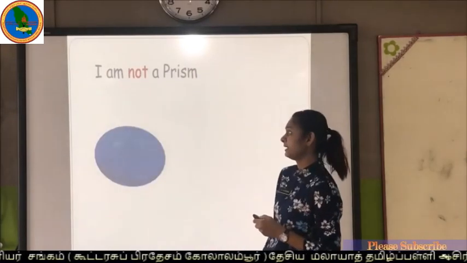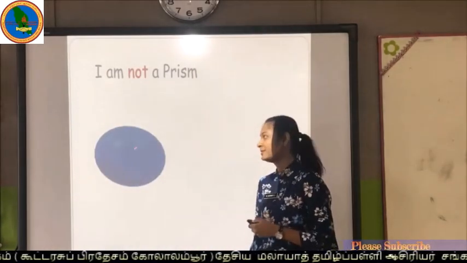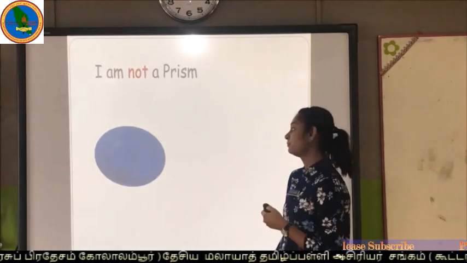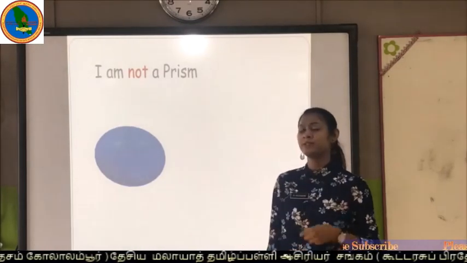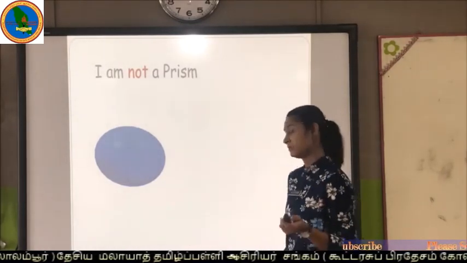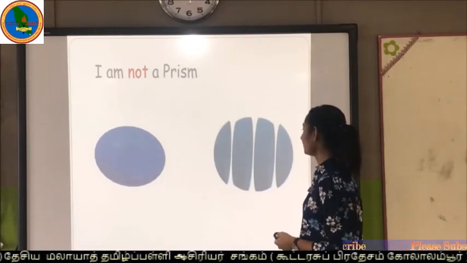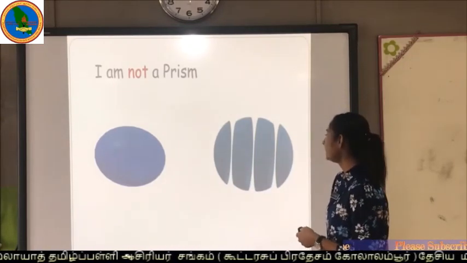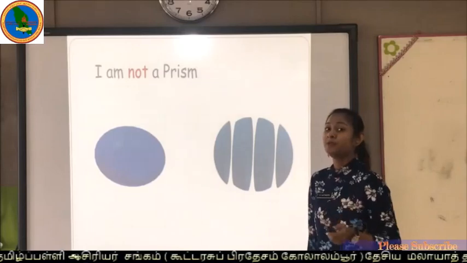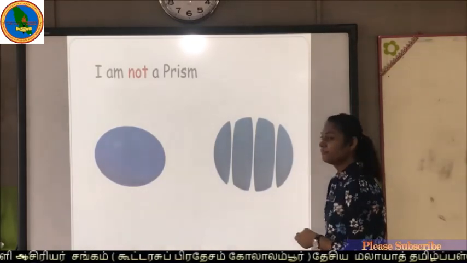I'm not a prism. What shape is this, children? This is a sphere. What makes this not a prism? Let's look. Here we have parallel ends, but we don't have a flat surface.